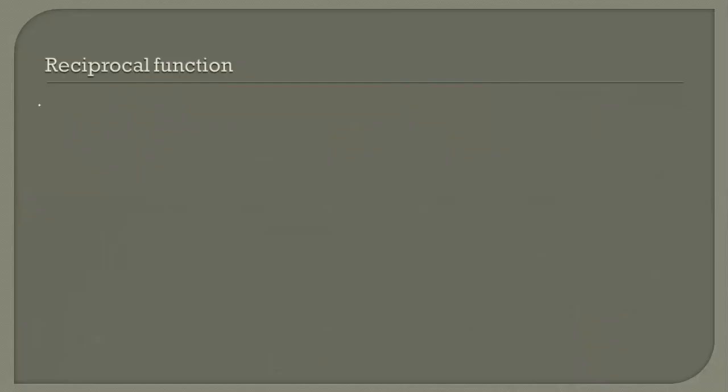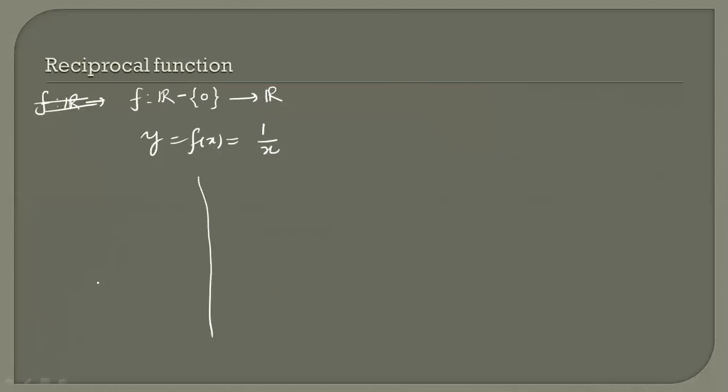Reciprocal function. If we take a function from real numbers minus origin to real numbers, and f(x) is defined as 1 upon x, then this is called the reciprocal function. If x is positive, then y is positive. It means it will go in the first quadrant. If x is negative, then y is also negative. It means we are going in the first and third quadrant only, not in the second and fourth quadrant.